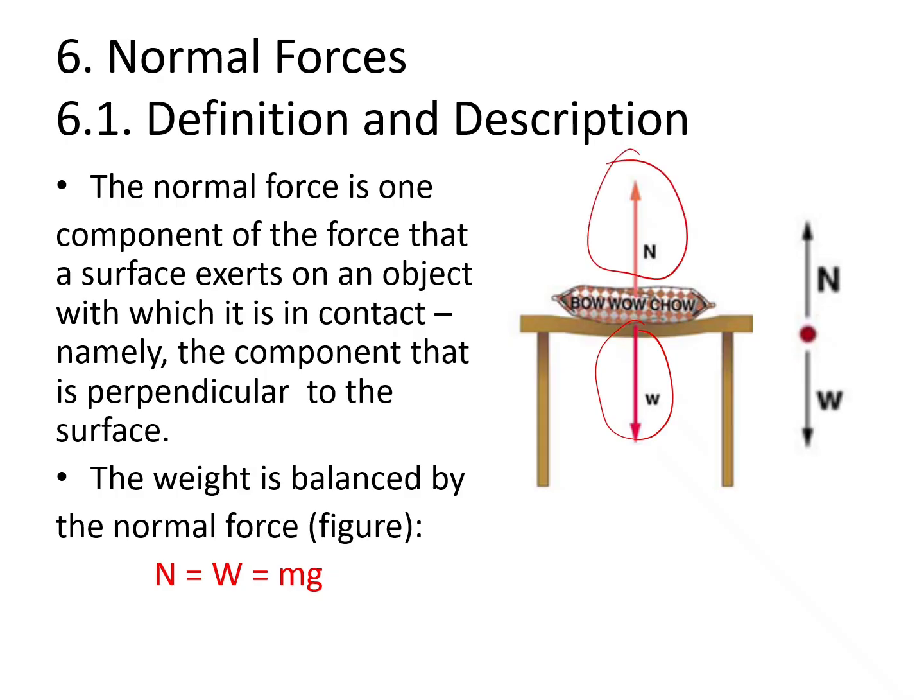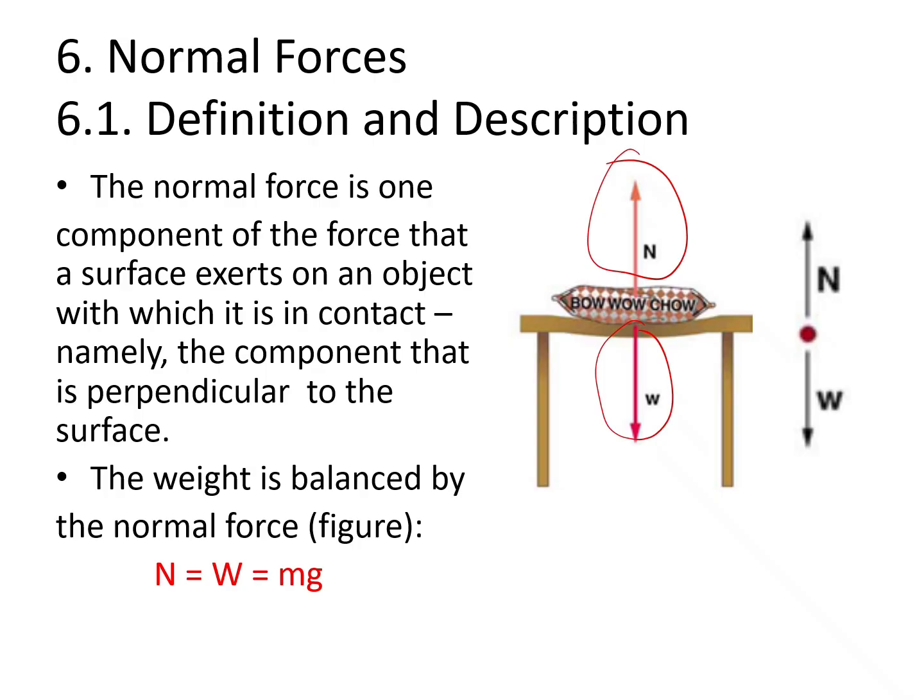If the object is at rest and there are no other vertical forces, then the net force in the vertical direction is zero. That means the normal force must have the same magnitude as the weight. So for this special case, the normal force is equal to the weight. And since W equals mg, we can write N equals mg.